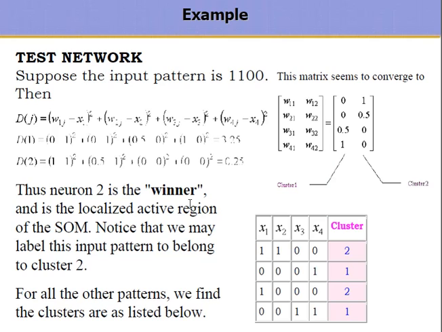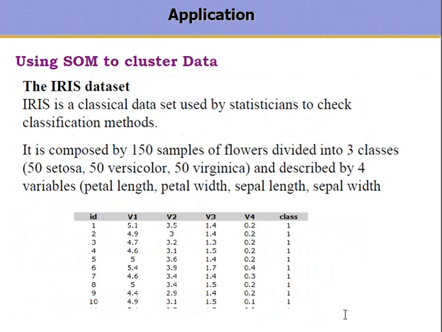So once we know that this pattern 1100 belongs to cluster 2, then we can assign its output class or output cluster here, right? We can say that this pattern belongs to cluster 2, this pattern belongs to cluster 1, this pattern belongs again to cluster 2, and this pattern again belongs to cluster 1. So we have two patterns belonging to cluster 1, and two patterns belonging to cluster 2. And for all the other patterns, we can find the clusters which are listed below, right?